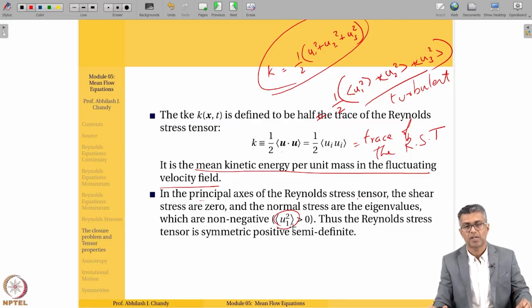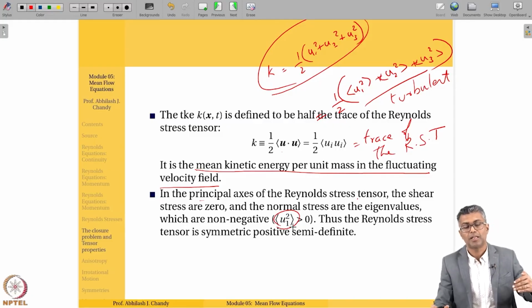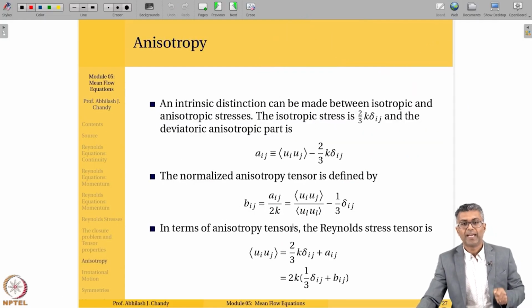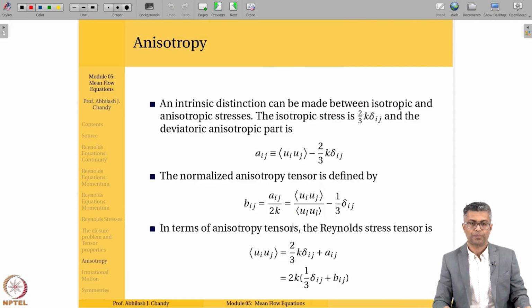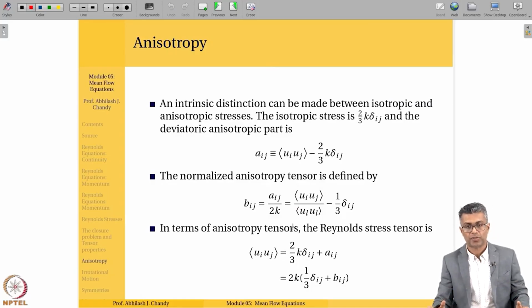So in that sense, the Reynolds stress tensor is symmetric, of course, we saw that, and it is positive semi-definite. Positive semi-definite because the principal axis components are always positive. So those are some of the features of the Reynolds stress tensor. Now, let's go into the anisotropy related to the turbulent flow. So you can make an intrinsic distinction between the isotropic and anisotropic stresses.